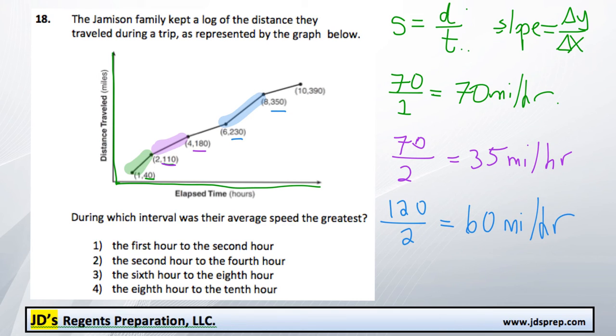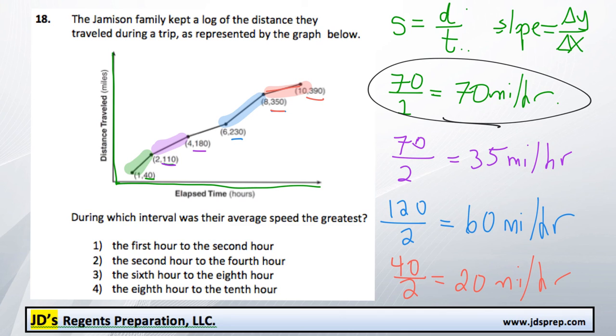And last but not least, we've got the 8th hour to the 10th hour. And the distance traveled was only 40 miles over 2 hours. And that's just an average speed of 20 miles per hour. So in the end, we can see that the greatest average speed was 70 miles per hour, and that was the first hour to the second hour.